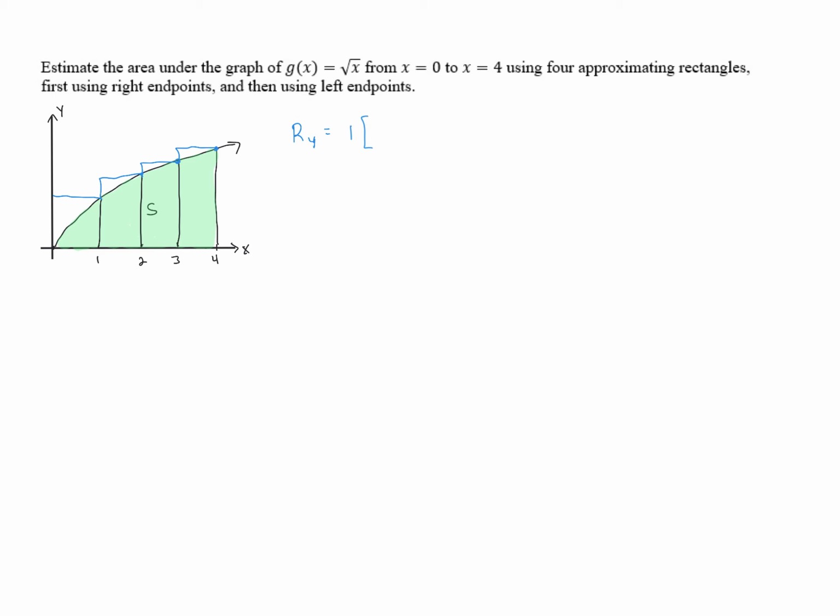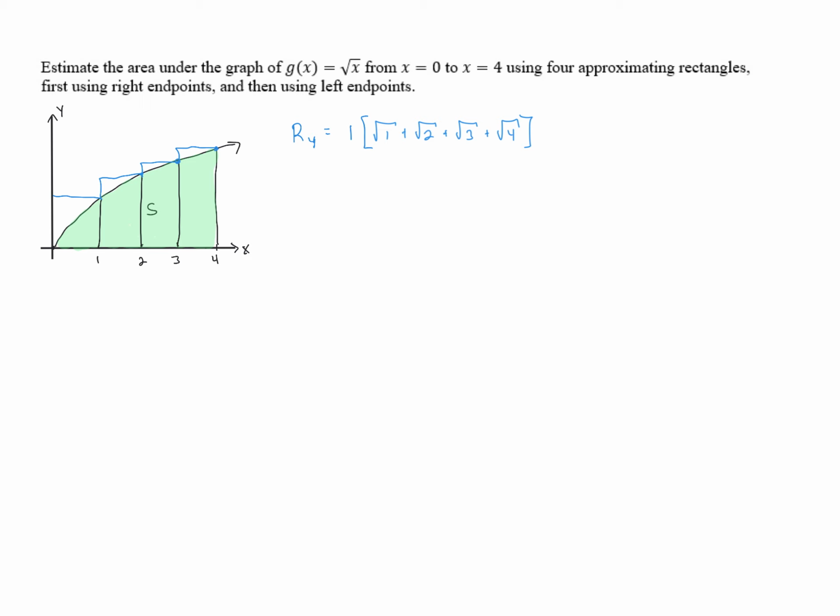And then we can take all of the different heights and put them on the inside. So the heights of these rectangles are the function values at the right endpoints. The function is the square root of x, and our right endpoints are going to be 1, 2, 3, and 4. So we're going to have the square root of 1 plus the square root of 2 plus the square root of 3 plus the square root of 4 for our right endpoints.